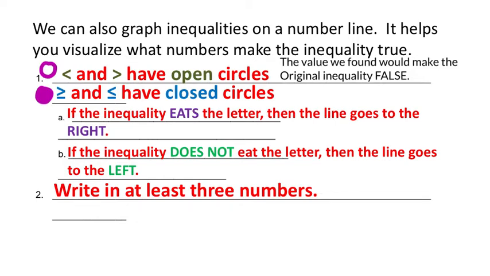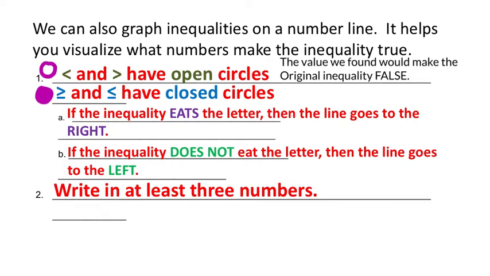Now, the next couple questions indicate which direction the line will go. And the direction of the line will tell us the other values that would make the original inequality true. So if it eats the letter, whatever the letter is, the line will go to the right. If the inequality does not eat the letter, then the line will go to the left on the graph. If you're doing this by hand, you may have to use 3 numbers, like you'll see that I'm doing. But I don't think you're going to have to do that on Canvas for the homework, okay?